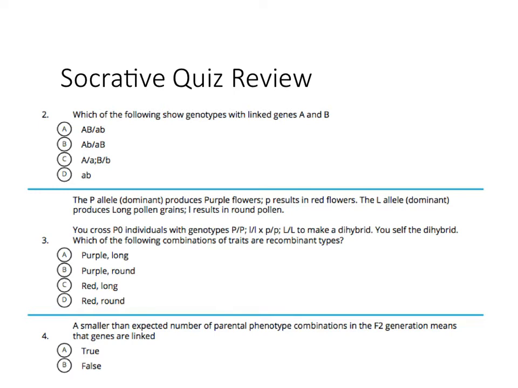And which are the recombinant types? So how do you figure out which are the parental types? I've told you something about the parental individuals. What are their phenotypes? So what phenotype is big P over big P, little l over little l? Purple round. Okay, so that's a parental type.